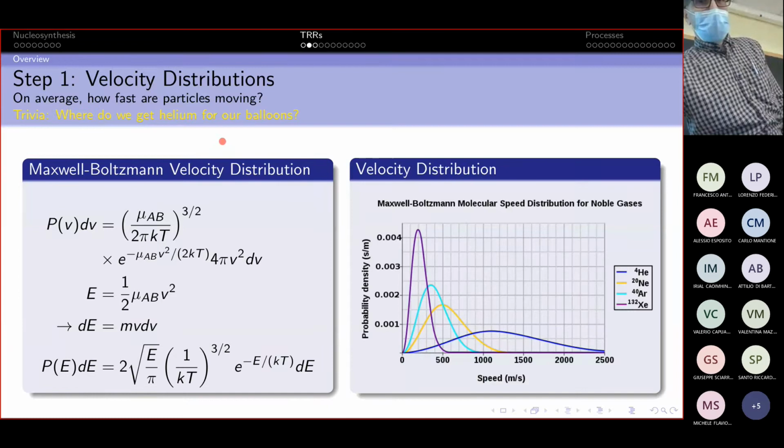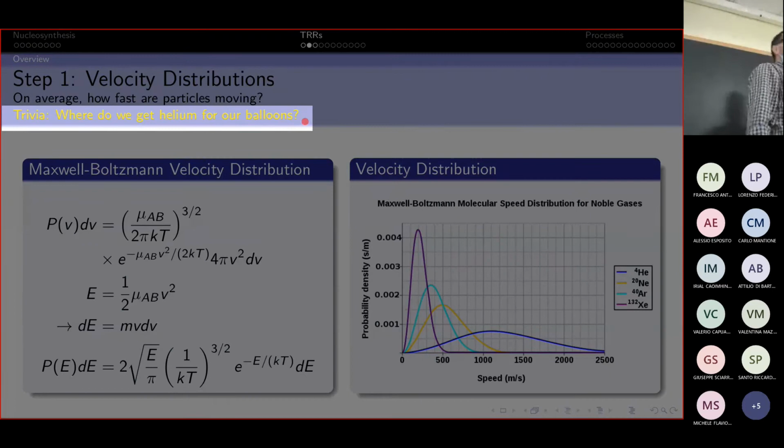Here's a trivia question. Where do we get helium for balloons? And what in the world does that have to do with the Maxwell-Boltzmann distribution? What do you think? Where does helium come from? From water. Helium dissolved in water, maybe? Any other ideas? Exhalations from the soil? You're right. From dirt, really.